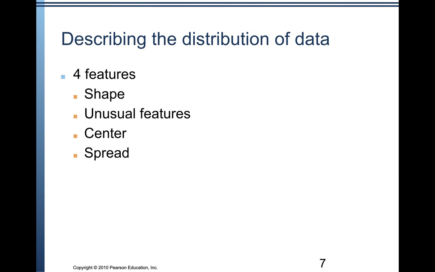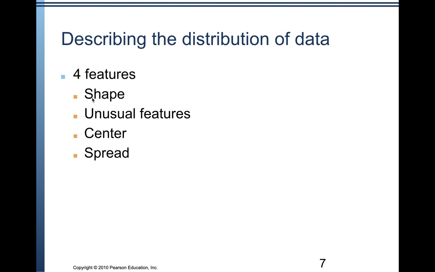What do all of these displays do? They aim at helping us describe what we call the distribution of a set of data. Remember, we're talking about quantitative data, data that is measured. And when we want to describe how a set of data is distributed, we want to look at four different things, and I'm going to talk about each of these individually.